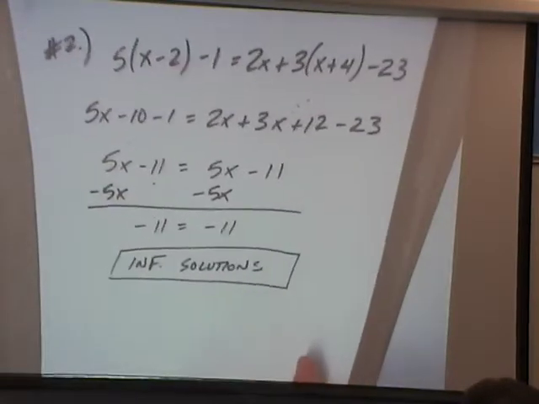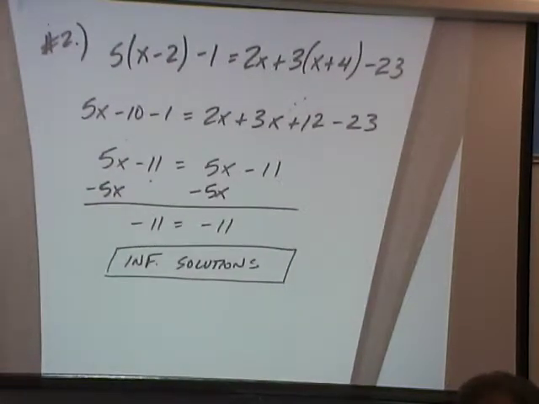Okay, wait, number... Mr. Brown? Yes, sir. So do you have to add plus 11 to it? If you want to, you can add plus 11 to both sides, you end up with 0 equals 0. As long as you get the same number equals the same number, it's infinite solutions. Okay. Stop at 5x minus 11. Absolutely, because you understand what's going on. Sure. Okay? All right. Number 3.